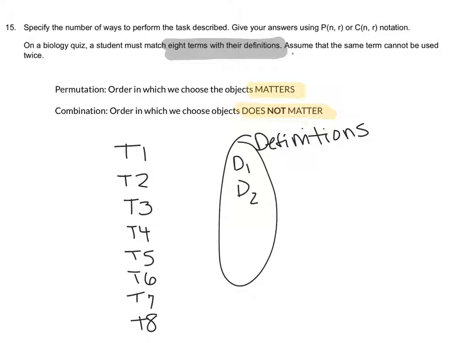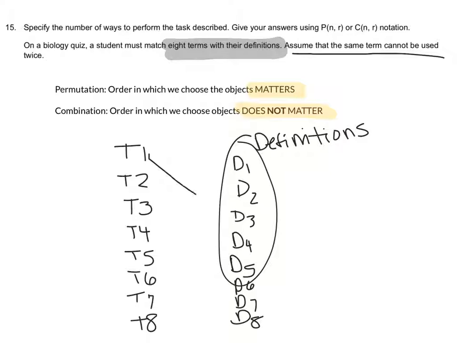Now, the problem tells us that the same term cannot be used twice. So here we have 8 definitions. Since the same term can't be chosen twice, that means if we matched term 1 to definition 3, definition 3 is no longer there. Then we only have 7 other definitions to choose from when we look at term 2.